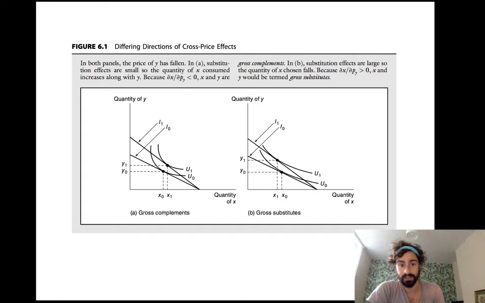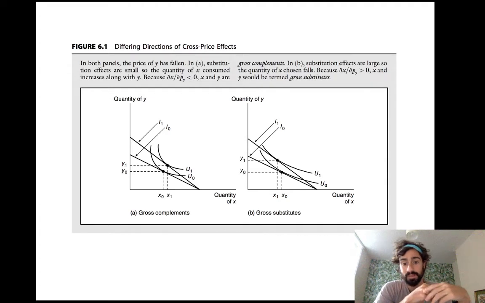What we're interested in now is how does this price drop affect my consumption of X? And here we see that X1 is larger than X0. So because the price of Y has gone down, I end up consuming more X. And these would be called complements, right? So the idea is that I want to consume X and Y at the same time. These are complements, they complement each other, they reinforce each other, right?